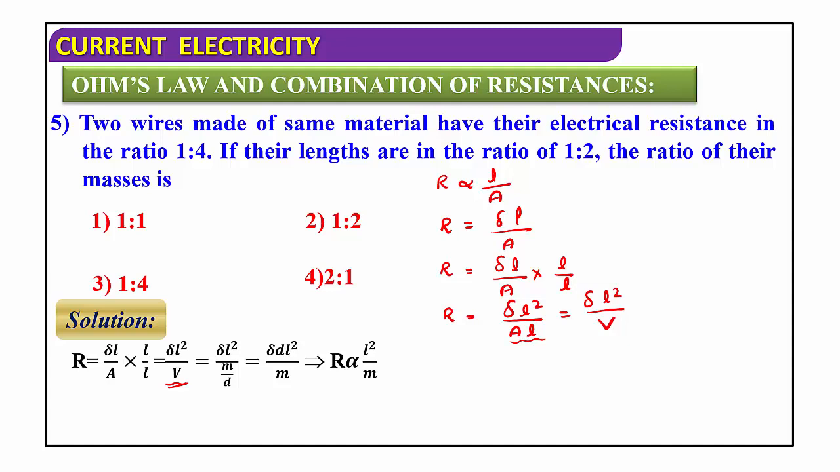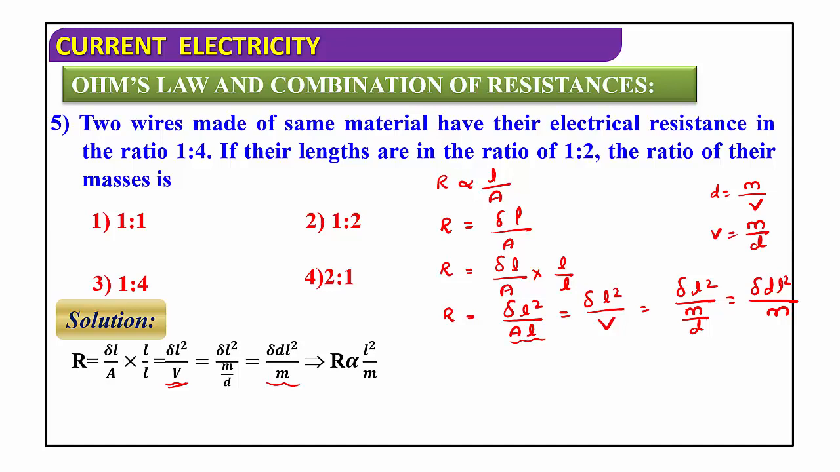So here, in place of volume, what they had written? What is density? Density is mass per unit volume. So V equal to M divided by D. Substitute here: ρL squared divided by M divided by D. So M we can take to the numerator, ρDL squared divided by M. This equation they had given: ρDL squared divided by M.